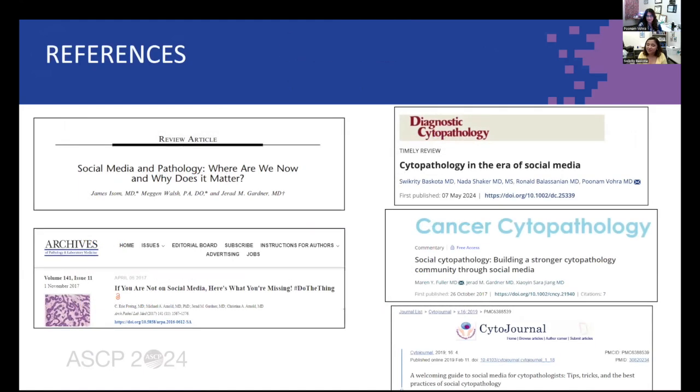So these are a few references. We haven't accommodated all the references, but these are a few very helpful readings which were published in Archives, Diagnostic Cytopathology, Cancer Cytopathology, and CytoJournal.